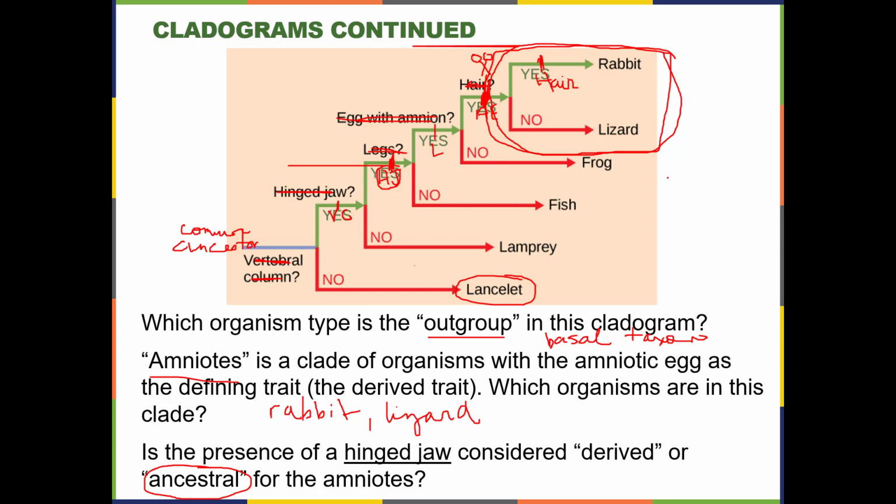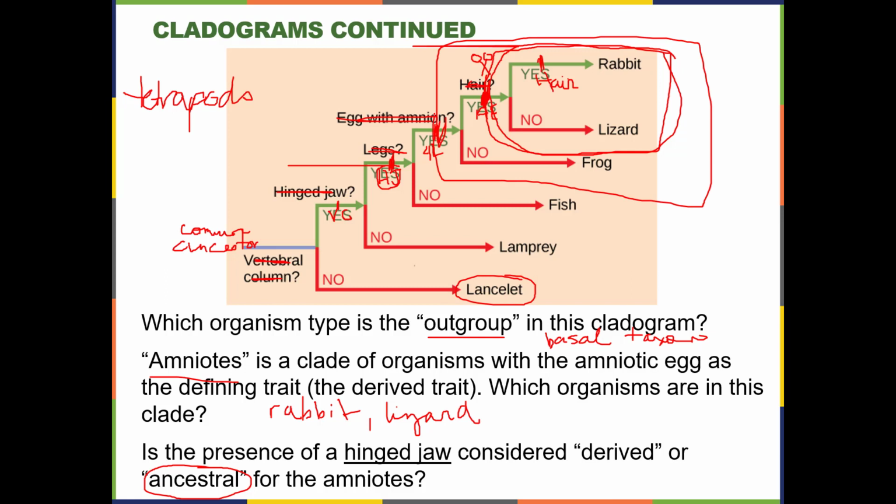Okay, let's do another one. Let's do legs. So four legs. The group that has four legs are called the tetrapods. So the derived trait of the tetrapods is four legs. If you cut here, four legs, this is your group. These are the tetrapods. And so for the tetrapods, which would be in this drawing rabbit, lizard, frog, four legs is derived.